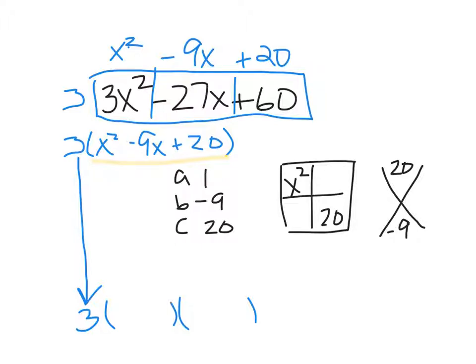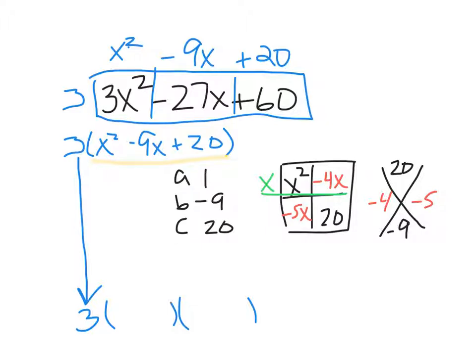B goes at the bottom. And those two numbers are negative 4 and negative 5. So negative 4x, negative 5x. Now we're going to walk it out. So what's my GCF of my first row?